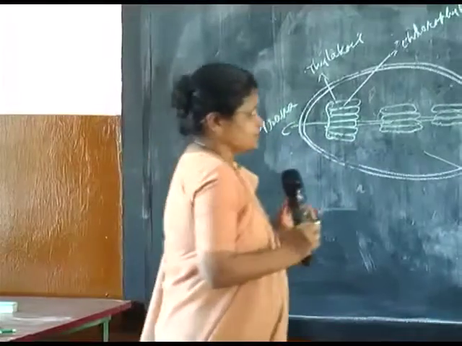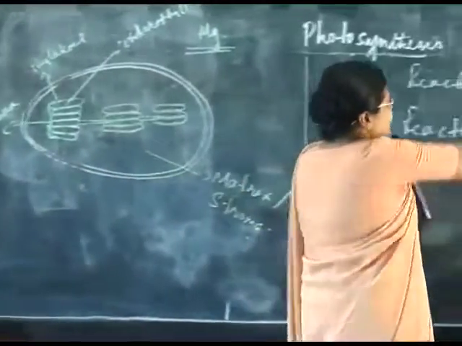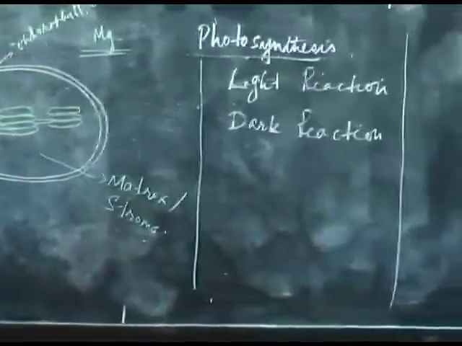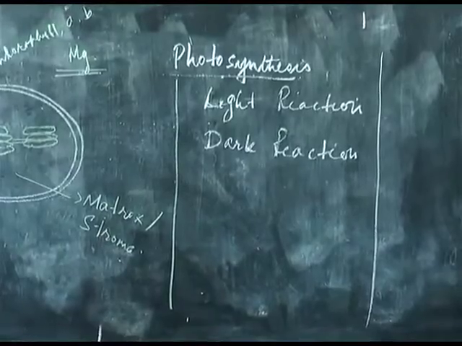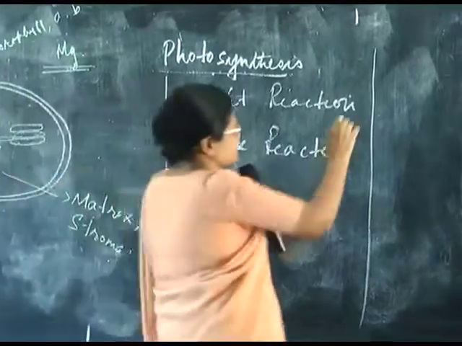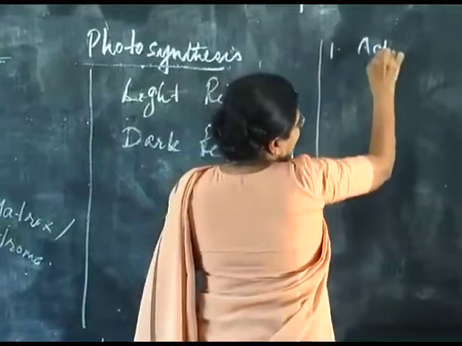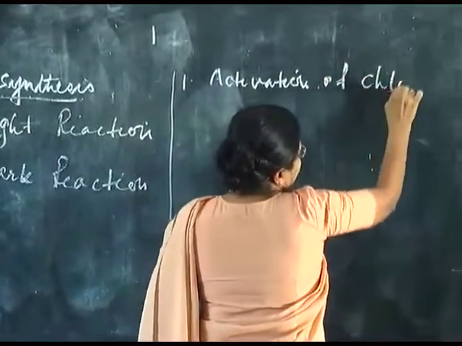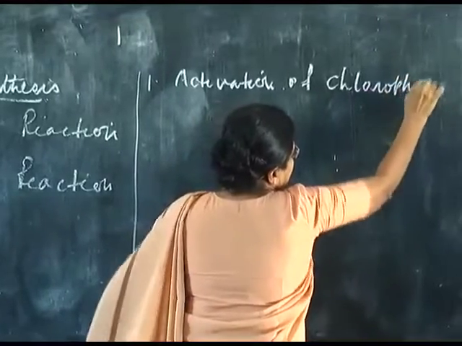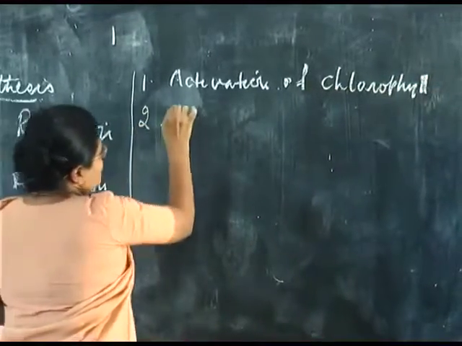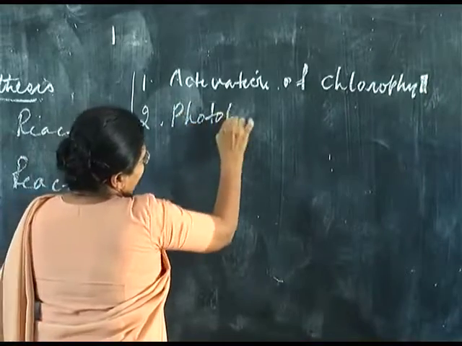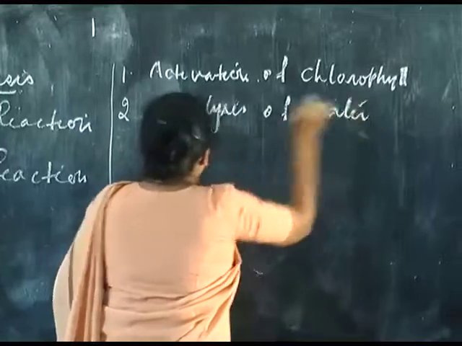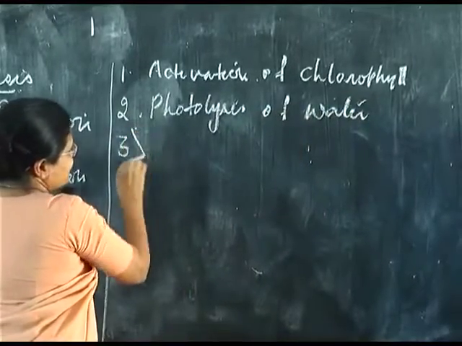Coming to the light reaction, it's very, very important. What happens in the light reaction? The solar energy. Okay, let me put it in steps. Step number 1, activation of chlorophyll. Two, photolysis of water. Number 3, reduction of NADP.